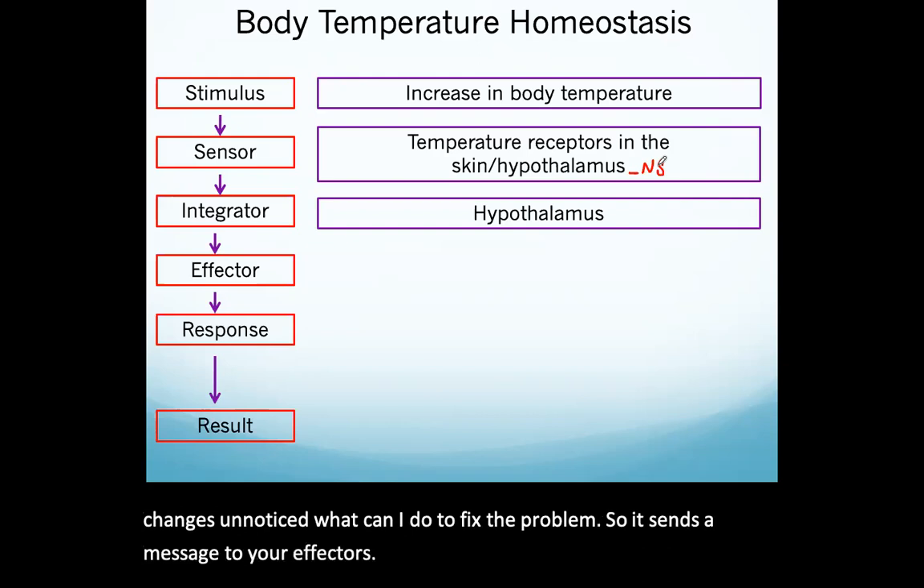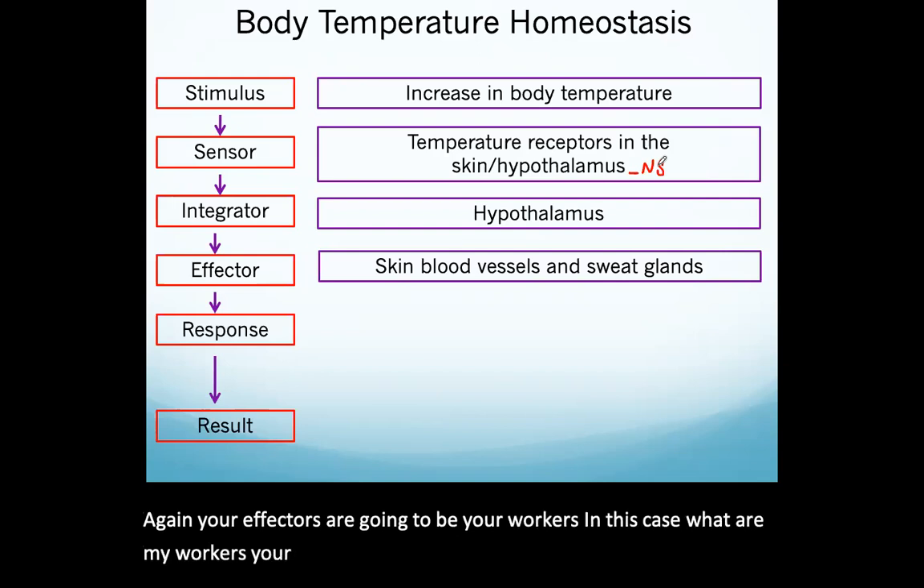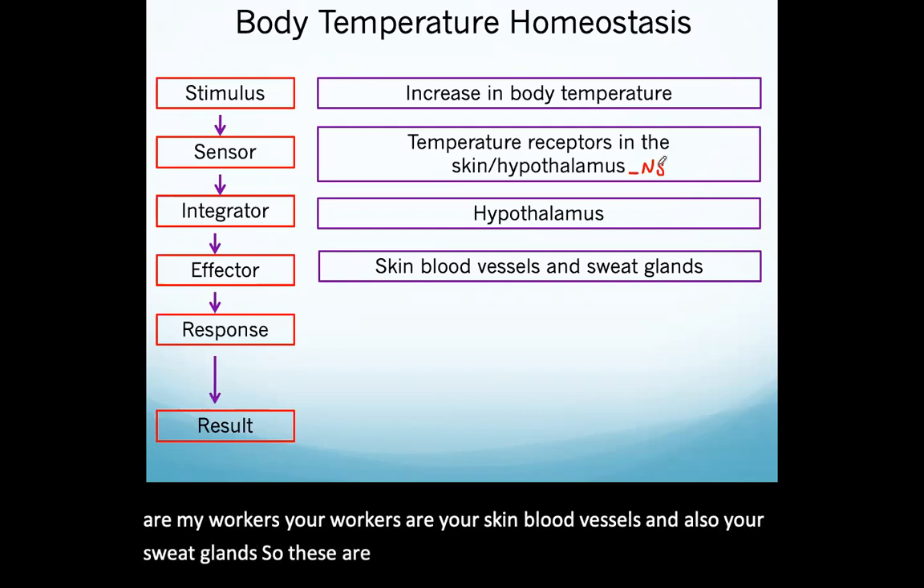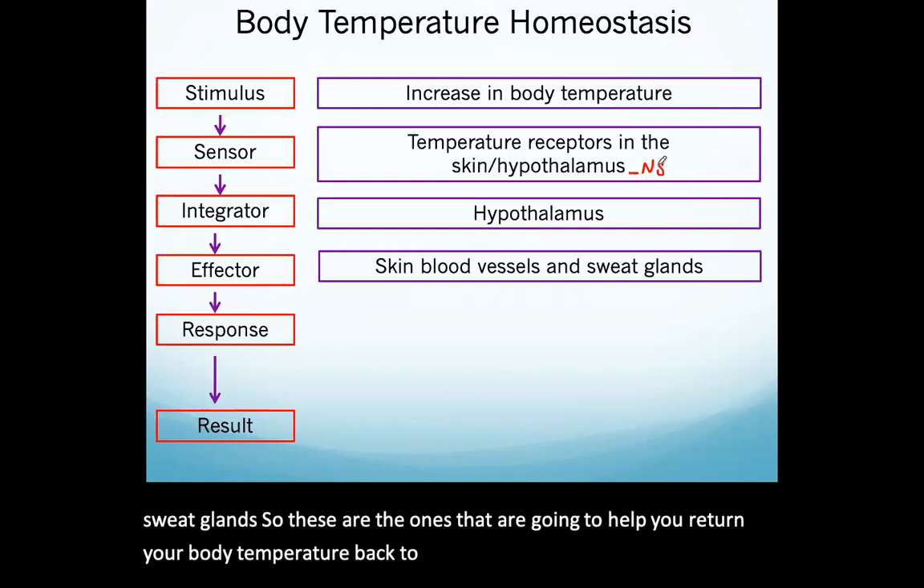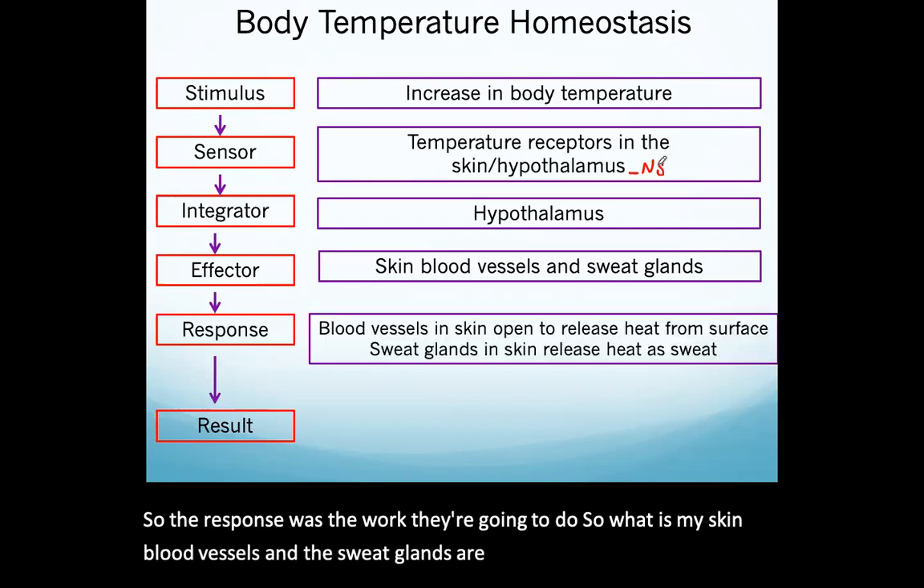Again, your effectors are going to be your workers. So in this case, what are my workers? Your workers are your skin, blood vessels, and also your sweat glands. These are the ones that are going to help you return your body temperature back to normal. So the response is the work they're going to do. What are my skin, blood vessels, and sweat glands going to do?